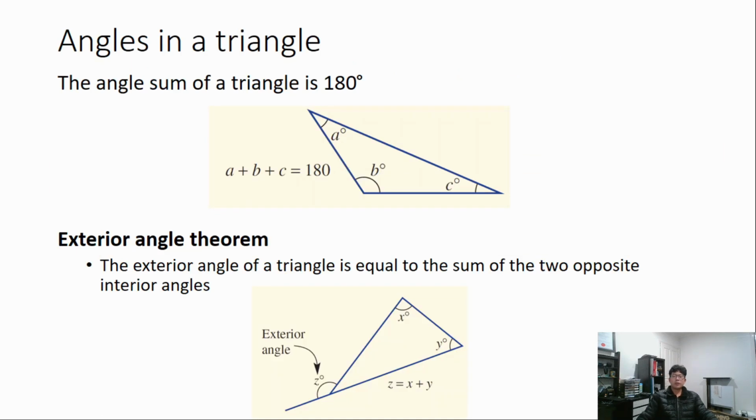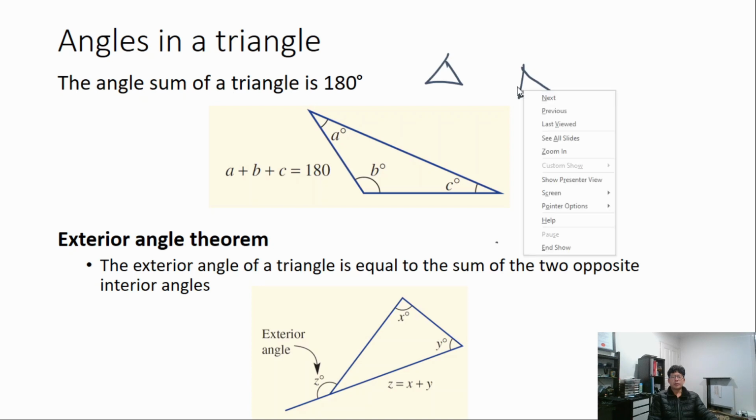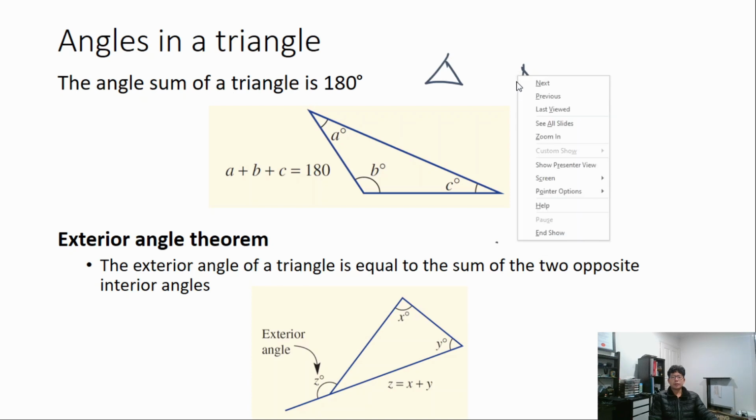Alright, now let's move on to the angle properties of a triangle. The angles inside a triangle always sum to 180 degrees. So that means when you add them together, it is always going to equal 180 degrees. Whether your triangle looks like that, or like that, the angles inside always equal 180 degrees.